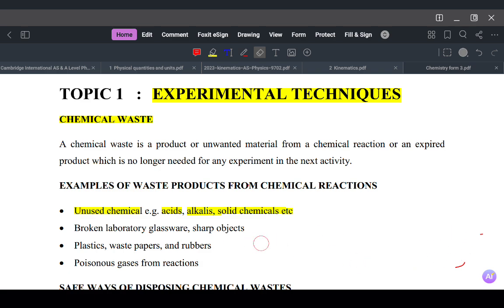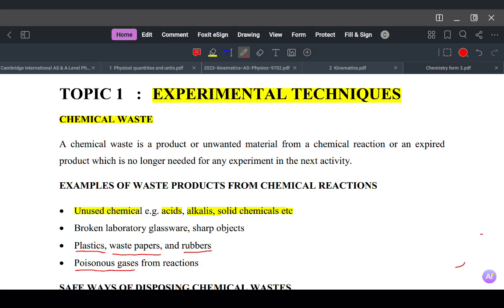Plastics, waste paper, and rubbers. So this is a classification of wastes based on type of material. Some materials can be plastic, paper, for example, waste paper such as tissue paper, the one you use to wipe your bench once you finish your experiment, and some rubber materials. All these are considered to be wastes.